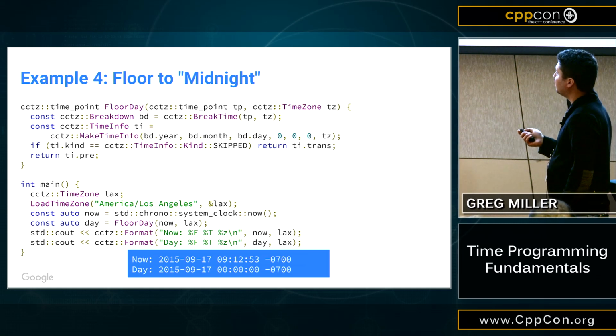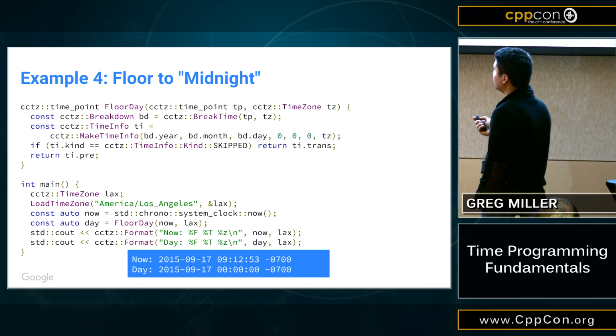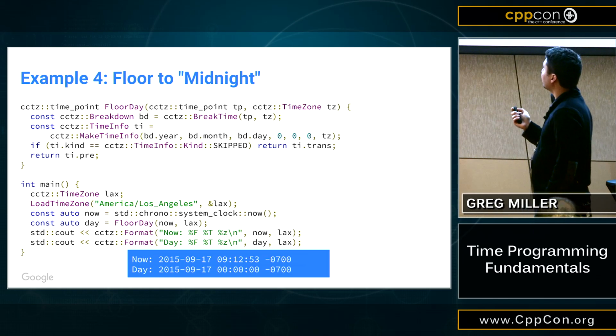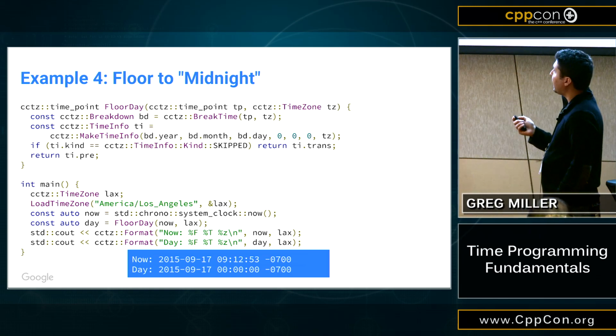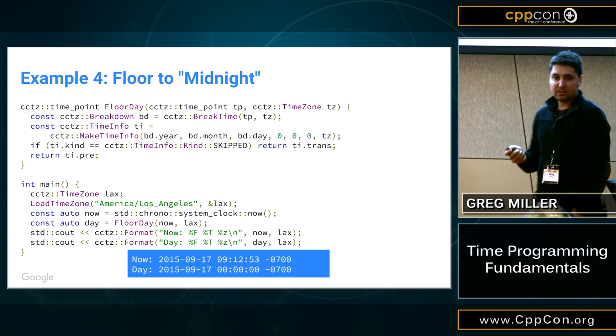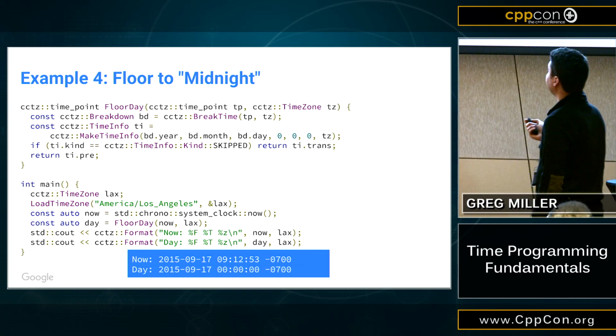So again, we simply load up the America Los Angeles time zone. I'm going to get the current time, std::chrono system clock now. I'm going to call floor day, so I'm going to floor now in the LA time zone, and I'm going to get another absolute time. I called it day, and I'm just going to go ahead and format both of those in the LA time zone, now and day. And when I ran this the other day, it was 9:12 a.m., and the beginning of the day is unsurprisingly 00:00. So let's see how we implemented floor day.